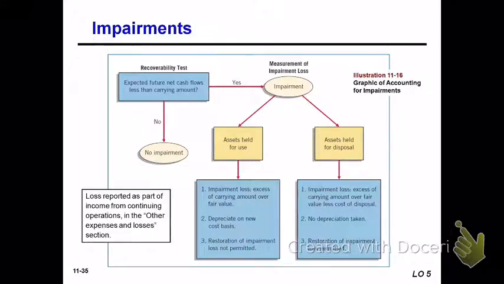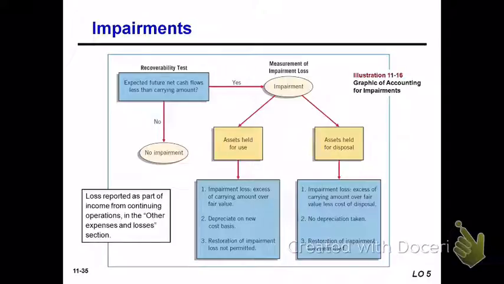So here's a little flow chart. Is there a possibility that the future cash flows will be less than the carrying amount? We'll use undiscounted future cash flows. If they are not less than the carrying value, you're done. If they're less than the carrying value, you have an impairment and you need to measure the loss.